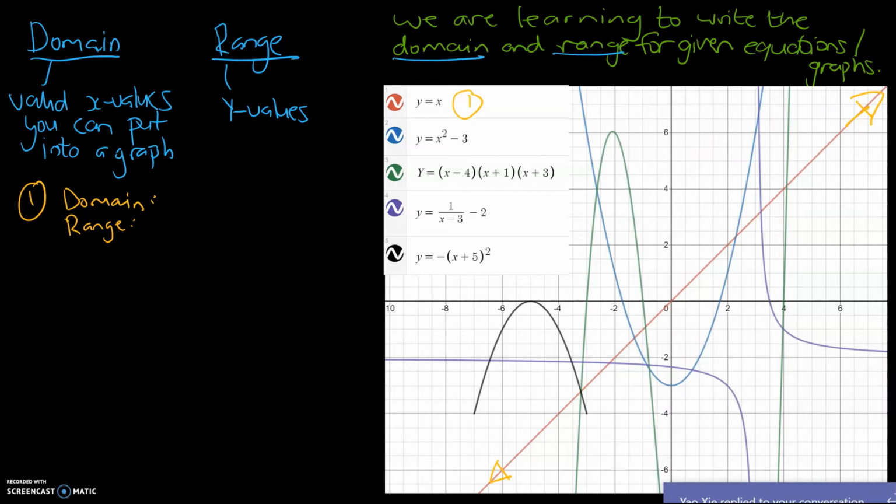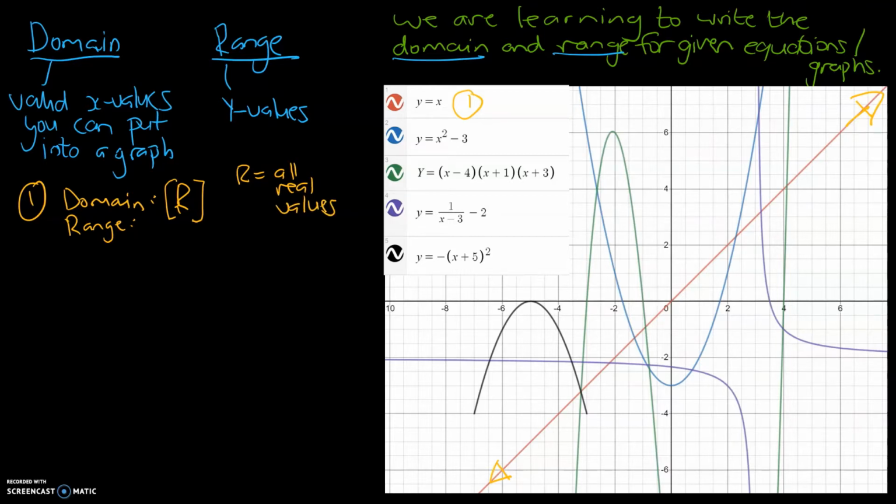And the way we write that is our domain is an R, and we normally put that in brackets, and R relates to all real values. And you'll find a lot of the graphs we look at, the domain will be all real values. And the range, again, if we look up and down the y-axis, any value on there would have a corresponding point. So there's no limitation to that. So the range of that equation is also an R. So that's all real values.